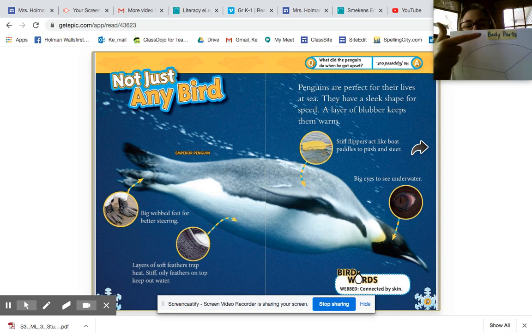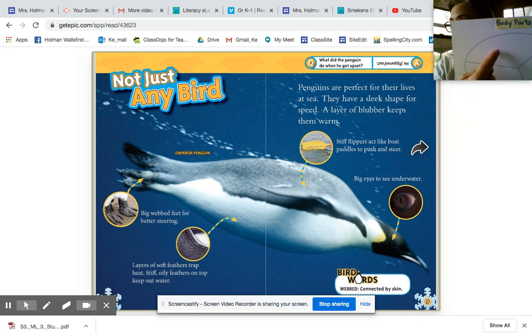So what were some of the body parts? So I'm going to model this for you. So I know I read about their big webbed feet. So that's something about their body. They have stiff flippers. I read about that. They have big eyes. And another thing, so even if I wanted to draw a line through here, I could point to another section, and they have soft feathers to keep in the heat for their bodies.